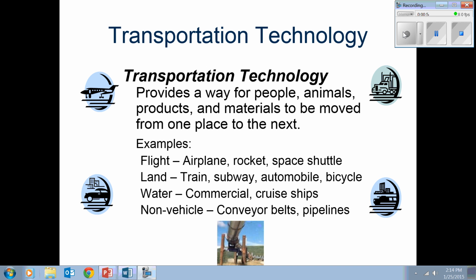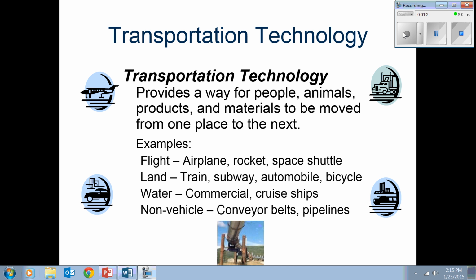Now continuing where we left off, up to this point you are well aware that we have talked about 4 or 5 different types of technology. The next technology I would like to introduce to you is called transportation technology. Transportation technology provides a way for people, animals, products, materials, etc., to be moved from one place to the next. Sometimes we take this for granted. Sometimes it's just something that we're used to.